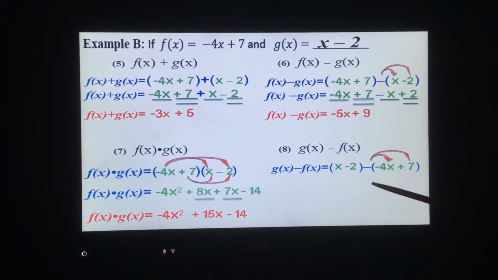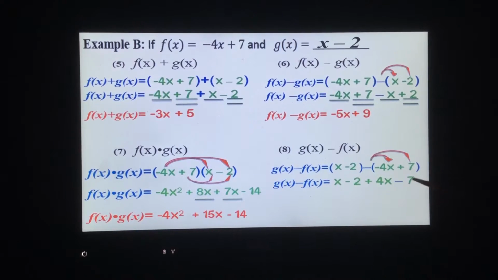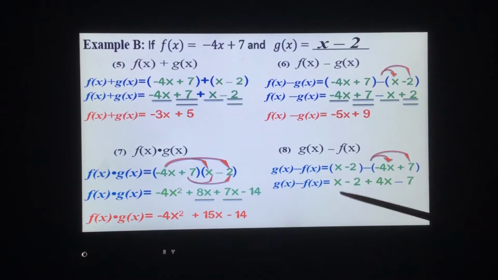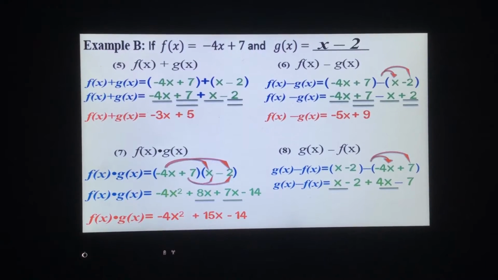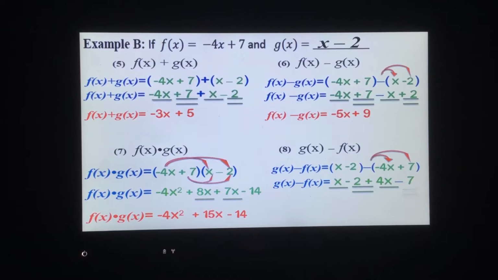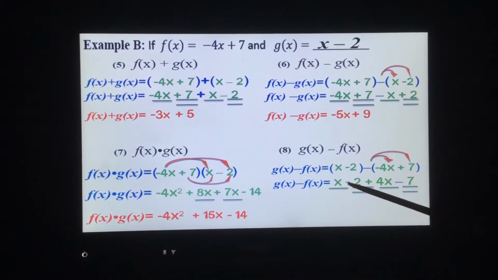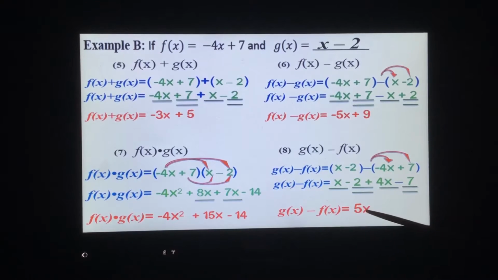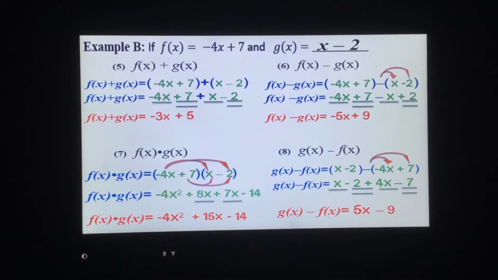Now we can go ahead and we can bring this down, and then these signs change to a positive 4 and a negative 7. Let's go ahead and combine like terms now. The like terms is that we have 2 x's. This is x, that's 4x. Let's combine those. And then we have 2 constants. We have a negative 2 and a negative 7. So let's go ahead and combine these. We have 1 and 4 get you 5x. Negative 2 and negative 7 get you a negative 9.